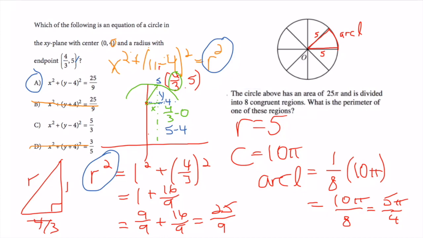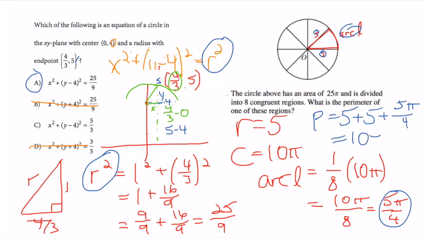Okay, so now when I add them all together, I have 5 plus my arc length. Okay, so the perimeter equals 5 plus 5 plus 5 pi over 4, which is just 10 plus 5 pi over 4.